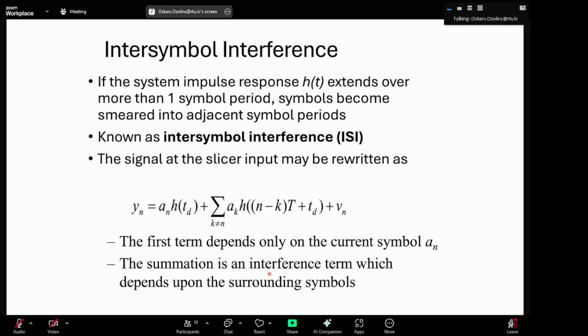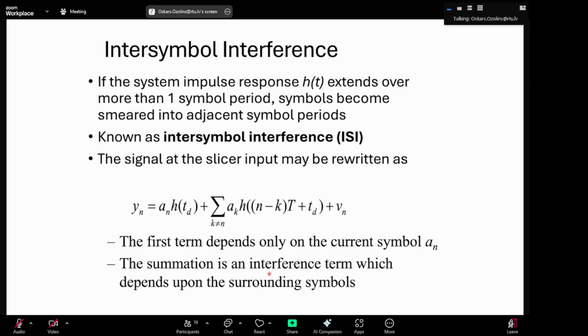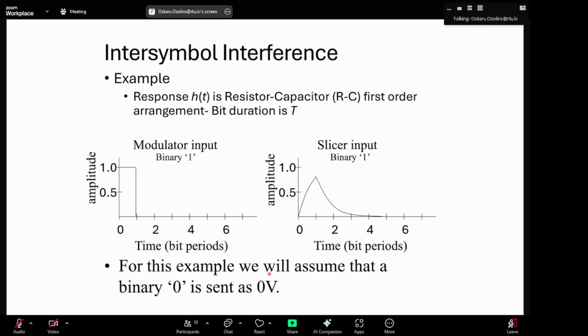So this is shown in time domain, but if you look at it in frequency domain, then you have an impulse response. If this bit is extended, this impulse response gets wider, then you have a problem with intersymbol interference.